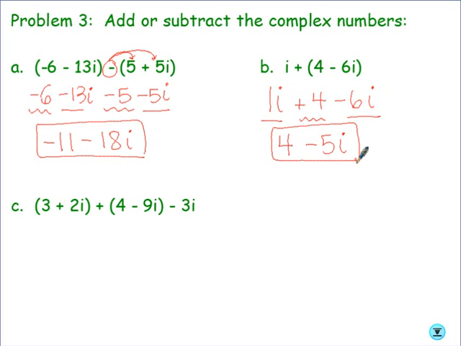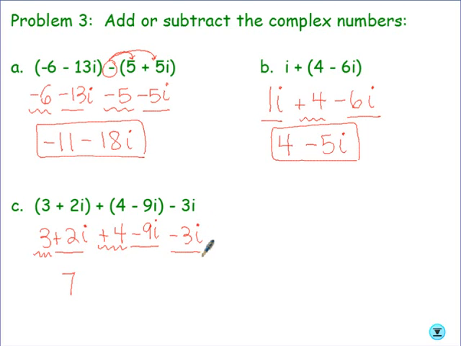Finally, the first thing I see here is addition. So I'm going to drop the parentheses because nothing needs to be changed. But this is a minus 3i, so we are doing some subtraction as well. Look for all your real parts. 3 and positive 4 make positive 7. There are 3 imaginary parts. Positive 2 minus 9 is negative 7.